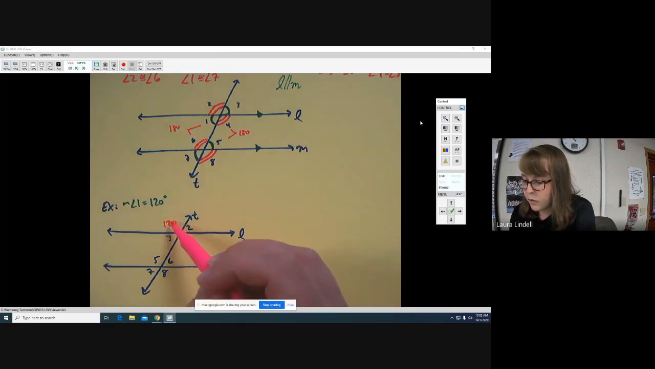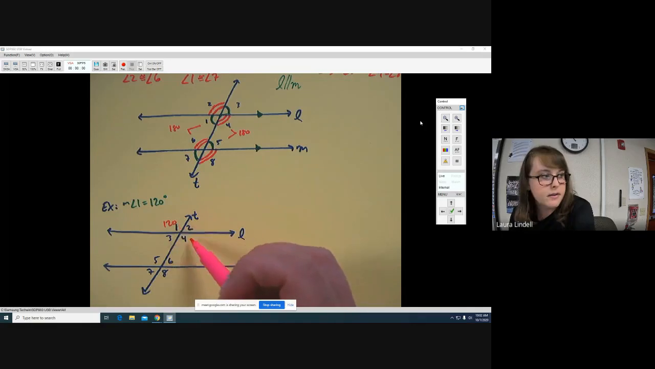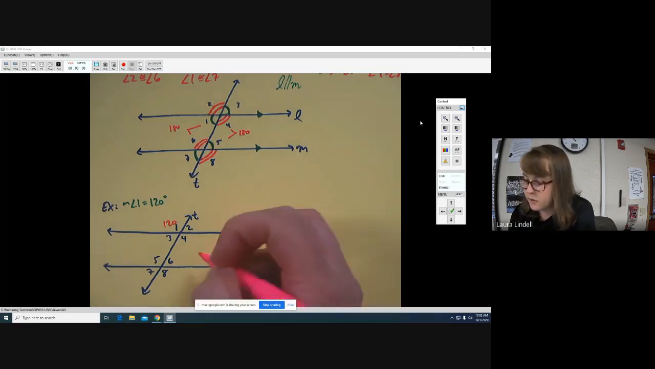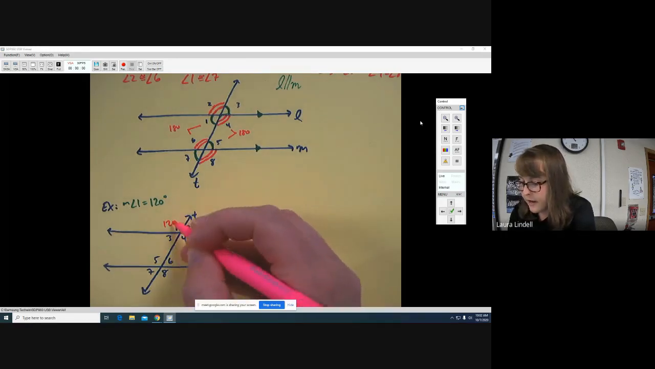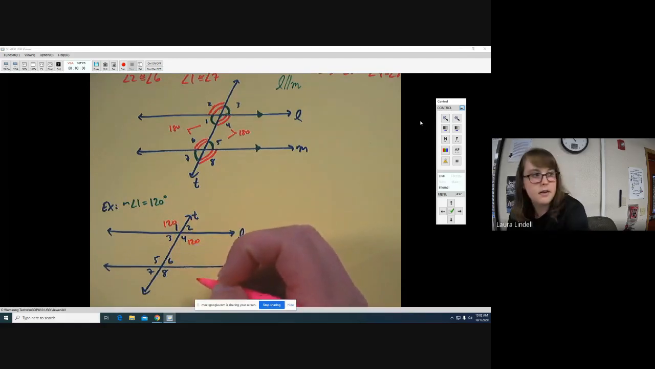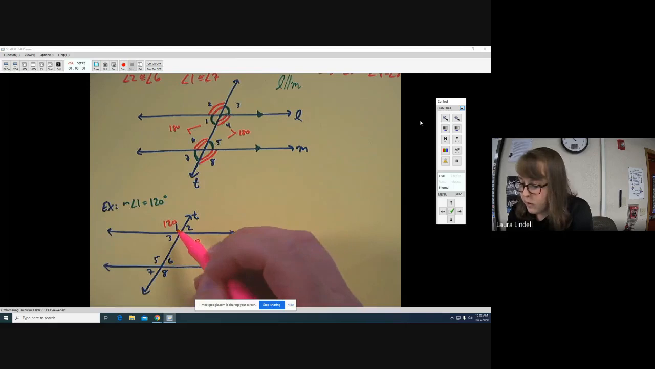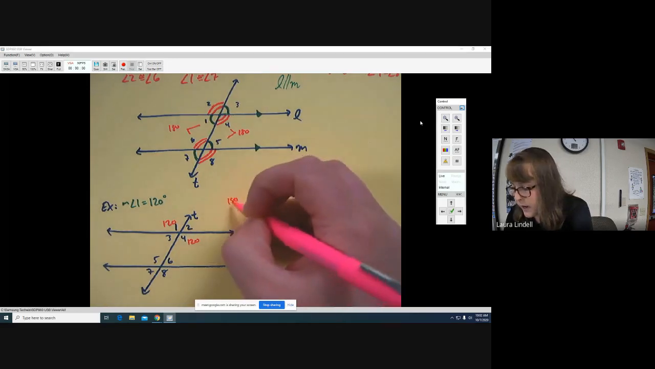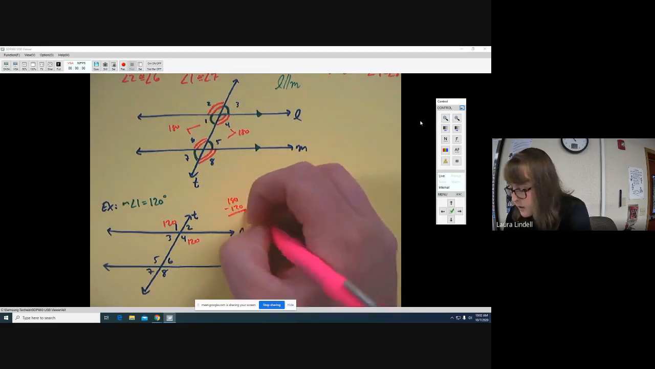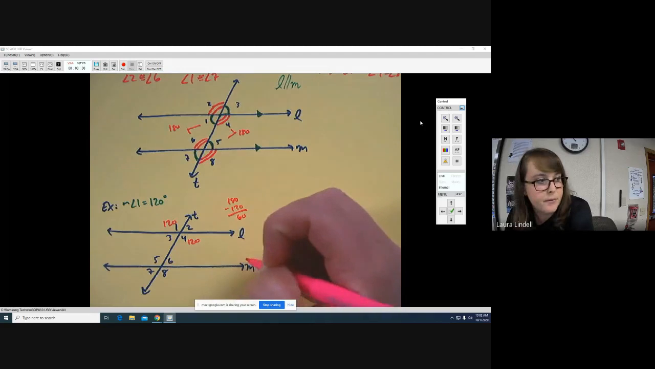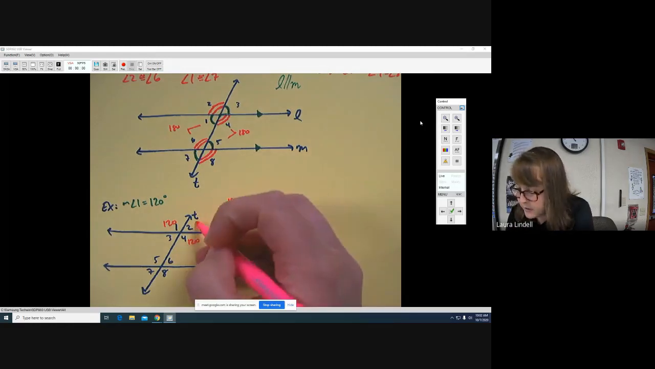So if 1 is 120, what's angle 4 going to be? Yeah, also 120. Since they're vertical angles, right? All right. Well, if angle 1 is 120 and angle 2 forms a linear pair with it, to find angle 2, I just have to go 180 minus 120. We get 60, so angle 2 is 60 degrees.